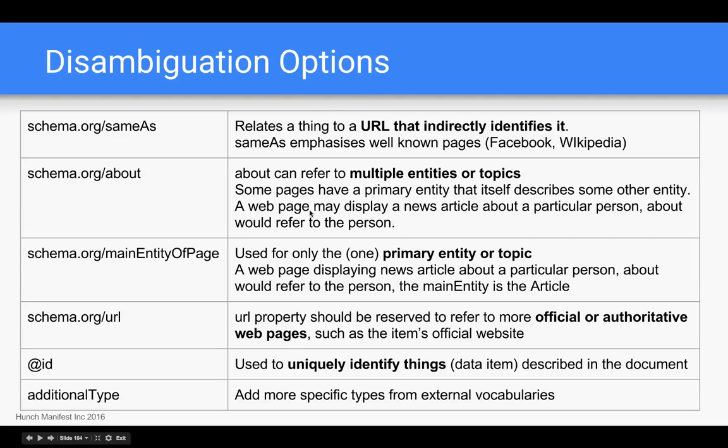The first one is the schema.org sameAs, and this relates a thing to a URL that indirectly identifies it. SameAs emphasizes the well-known pages such as Facebook or Wikipedia. And we see the recommendation from Google for their social accounts feature that asks the webmasters to include the sameAs on the organization to include their social media profiles.